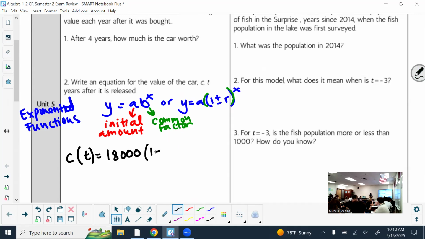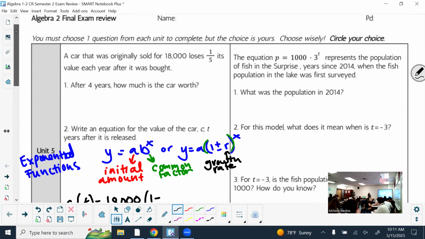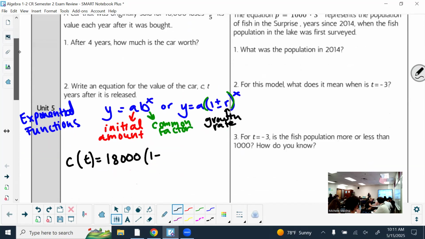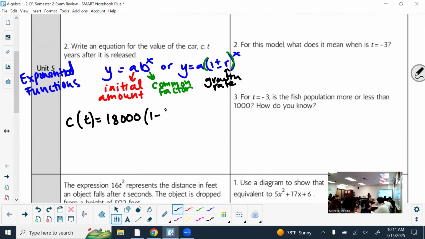Minus. And R stands for rate, typically as a decimal, but it's mostly what it's losing, like the growth rate. Because it could be growing if it's a plus. But whatever the growth rate is, if it's a percentage, convert it to the decimal. But they're not giving us a percentage. They're saying it's losing 1/5. So I'll be doing 1 minus 1/5.